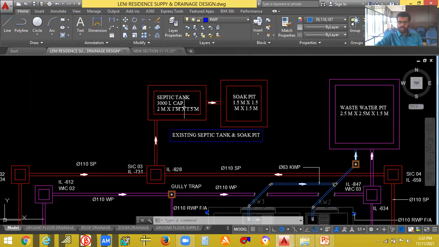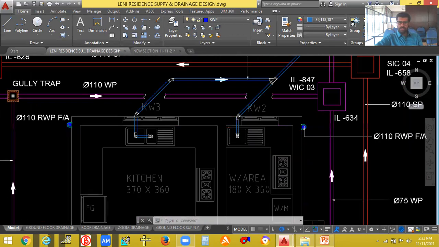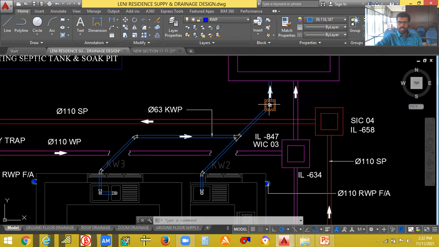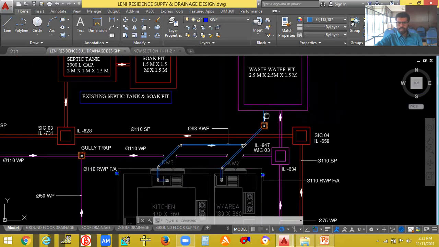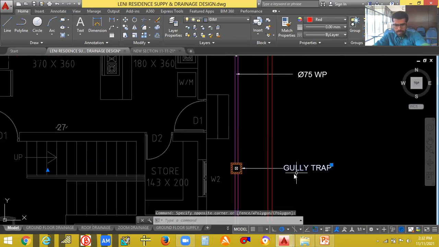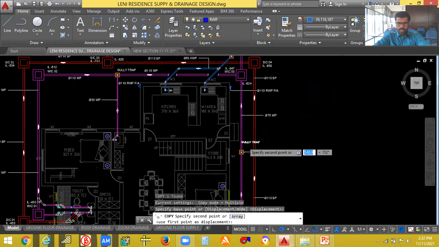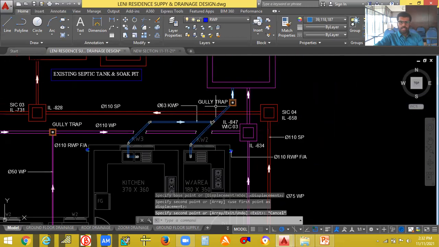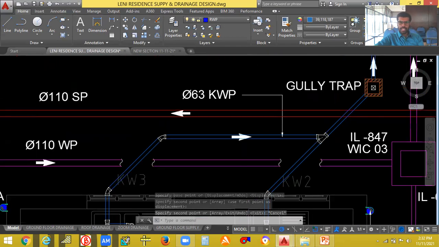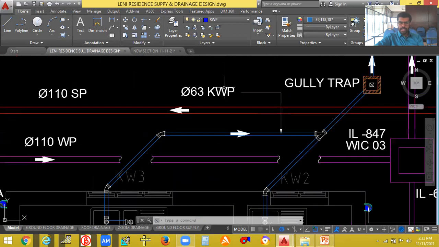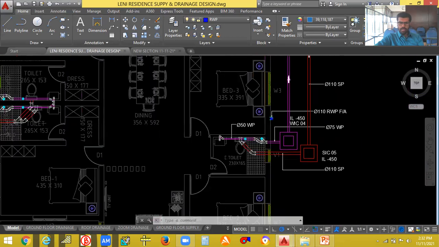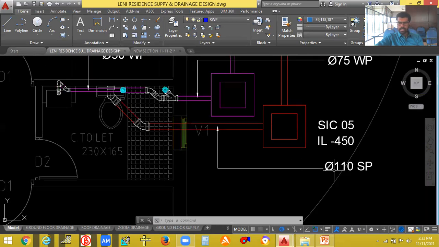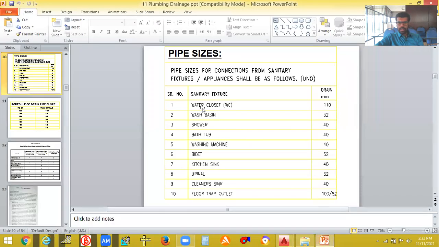Okay, so from the kitchen also, you can take this line separately and give a gully trap here also, and you can give it to the wastewater. See, the minimum diameter I have given for this kitchen waste pipe is 63, for the wash basin it is 50, and for the soil it is 110. So here I have given the water closet minimum 110.